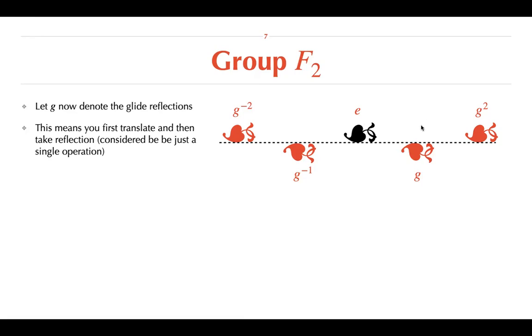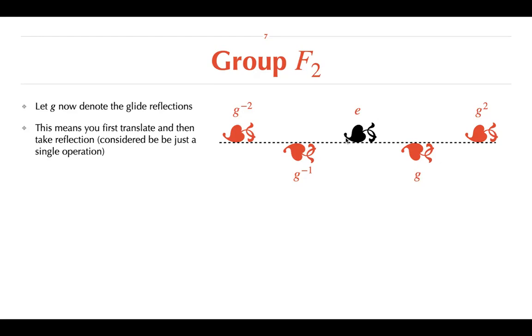So what is happening? This moves in this direction. Let's say you apply G and then you take a reflection. So this is what the glide reflection does to this basic structure. Okay. So earlier we took only translations, but in the present case for the group F2, I'm now taking the glide reflections.